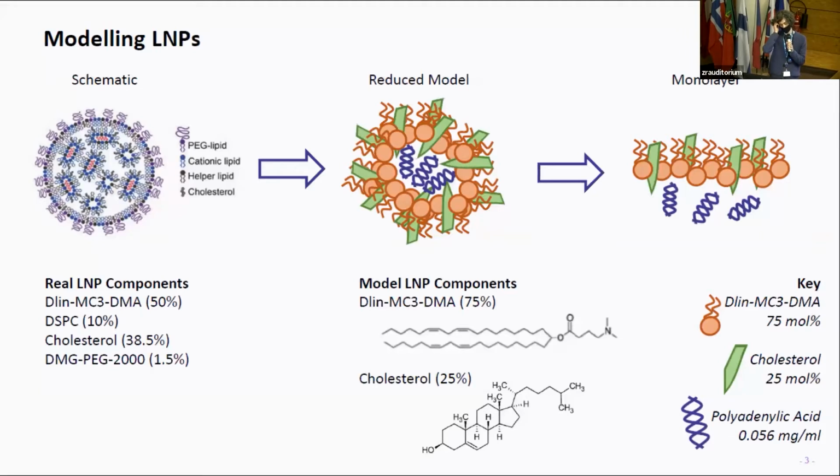For my project, I'm more interested in the role cholesterol plays because it's known to form domain structures within lipid membranes. And so I've reduced the schematic down to just MC3 and cholesterol in a 3:1 ratio. And then I work at the air-water interface, which I'll explain more in the next slide. But basically, that means I have to convert this spherical structure into a planar flat surface. And I'll show that in the next slide. But what I wanted to quickly mention is that the genetic material drug that I'm using in the corner here is polyadenylic acid. And this is the poly-A tail of RNA. And this is basically because it's a lot cheaper to get hold of, but it behaves more or less exactly the same.